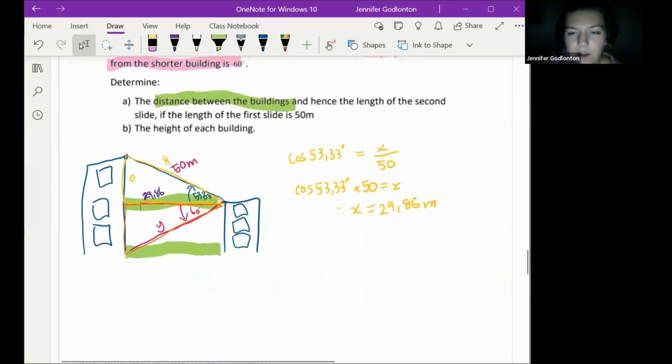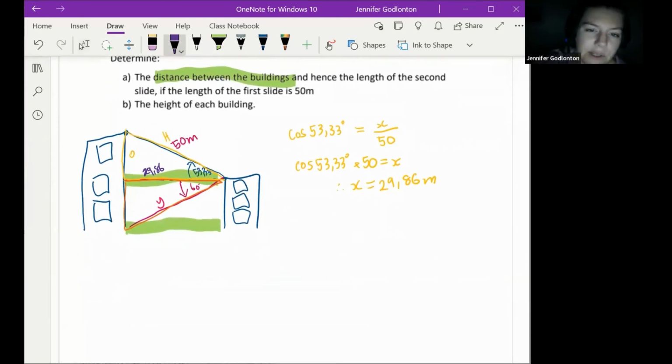Okay. So now to find y, we're going to be using this orange triangle, right? And we would say that now this is adjacent and this is hypotenuse. So we're saying cos of 60 degrees.